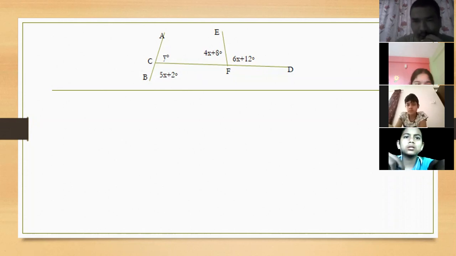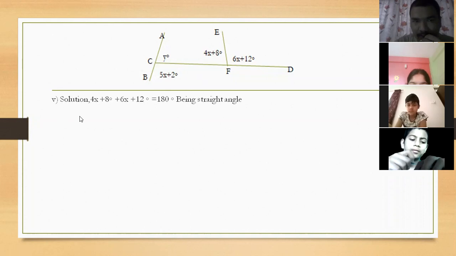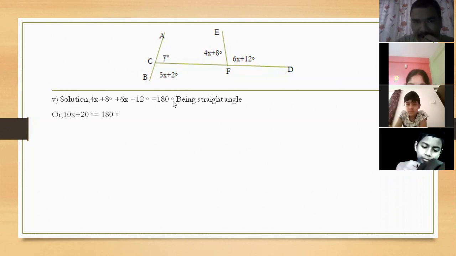Okay, sir. That we have to solve here in this question. Look here, as I told you, we have to add these two angles. 180 degree, being a straight angle. 4x will be added with only 6x. 4x cannot be added with this 8, okay? Because we can add only the like terms. Okay, children? 4x plus 6x is 10x, 8 degree plus 12 degree is 20 degree.